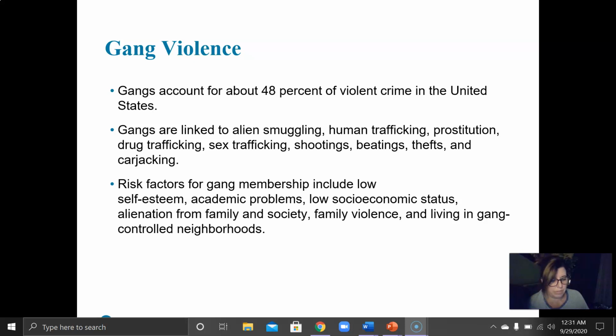Gangs are believed to be responsible for 48% of U.S. violent crimes overall, and as much as 90% in some locations.